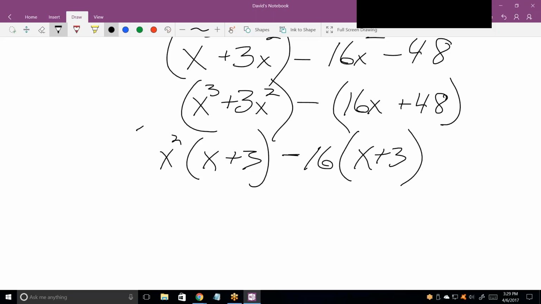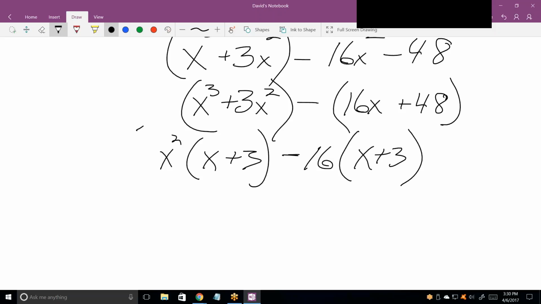Okay. The key is those have to be the same. If they're not the same, you've most likely made a mistake somewhere. And that's one factor right there. Or the problem doesn't lend itself to grouping. If the problem truly can be done by grouping, then these two have to be the same, and they can be factored out as a binomial.